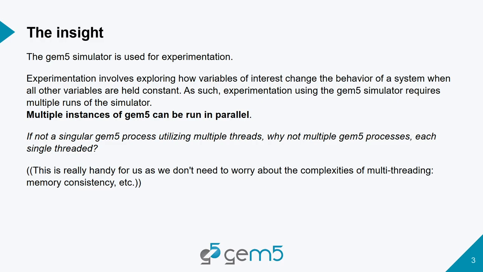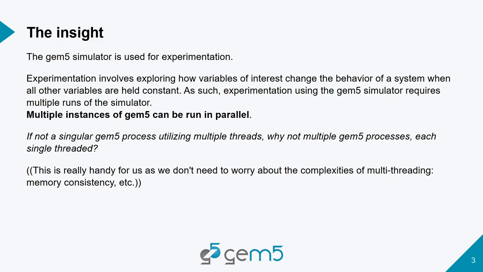The insight here is, I'd argue, it doesn't really matter if gem5 is single-threaded, because if you're using gem5, you're probably running experiments. And if you're running experiments, you're probably running more than one. In fact, you're probably running quite a lot to get the data that you need. That's the nature of experimentation. And multiple instances of gem5 can be run in parallel. So if not a single gem5 process utilizing multiple threads, why not multiple gem5 processes, each single-threaded?